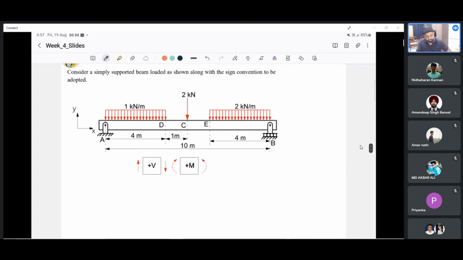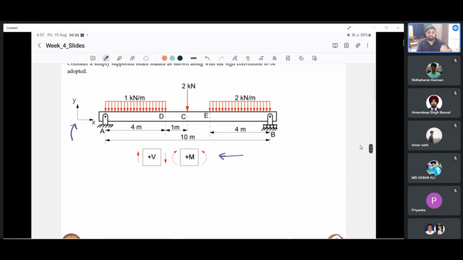Consider a simply supported beam loaded as shown, along with the sign convention to be adopted. Sign convention is given as usual here. Positive coordinate directions are given here. And then we have been given a simply supported beam with some generic loads applied.